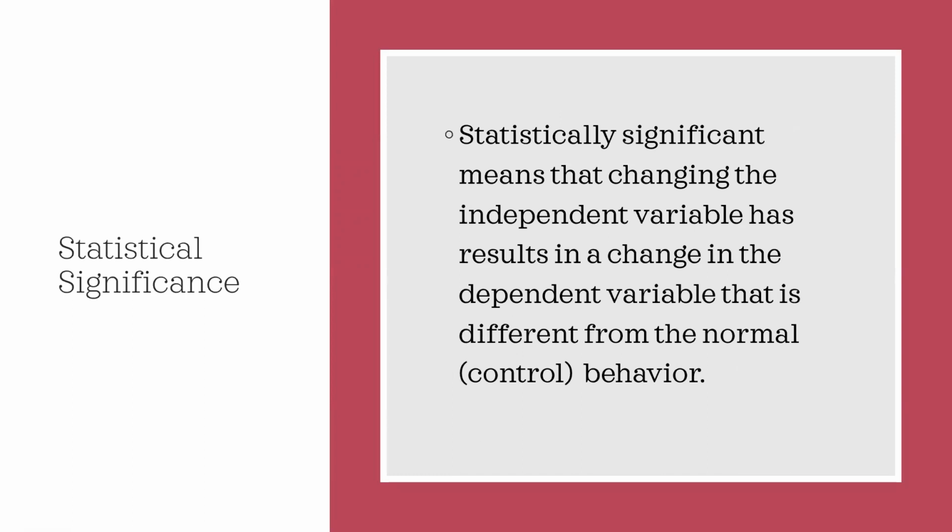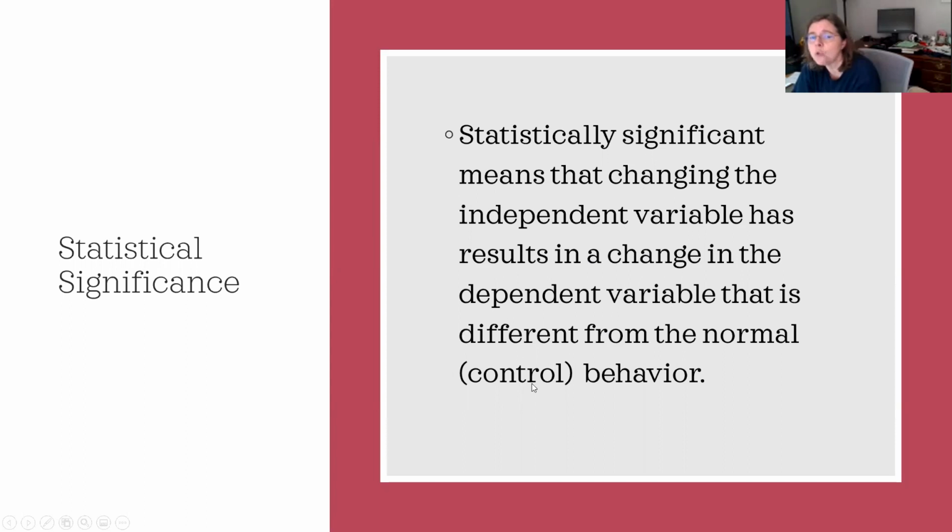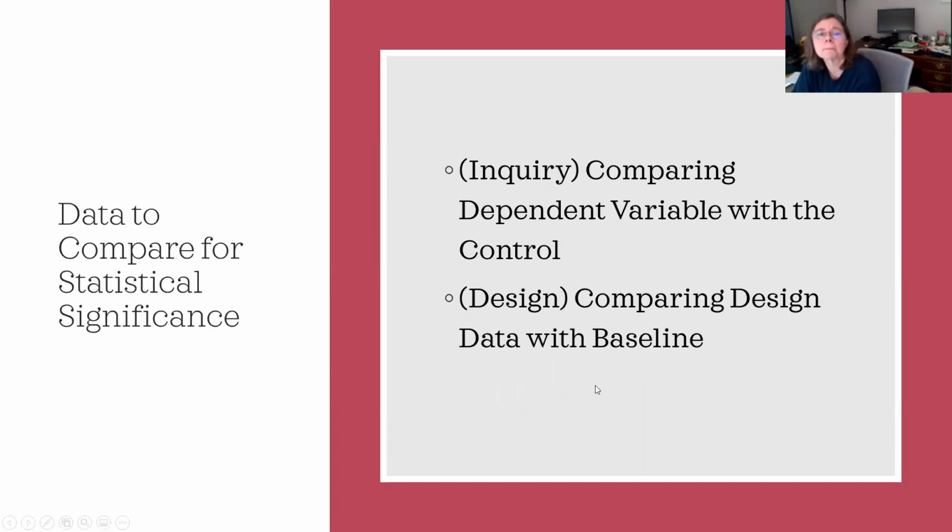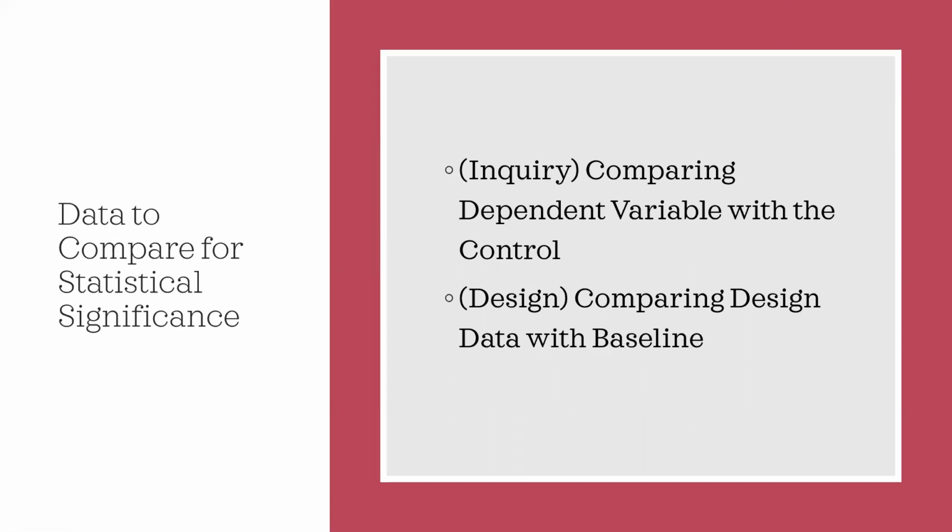So getting back to statistical significance, it means that changing the independent variable has resulted in a change in the dependent variable from the normal behavior, right? Of course, the data that you're using in an inquiry design compares the dependent variable with the control, and in an engineering design, you're comparing your design data with the baseline. Quite often when you're trying to improve an engineering design, you're saying, I can make it faster. And so you would compare the data that you collected with the original design and then with your design.